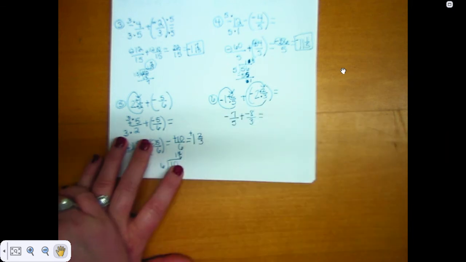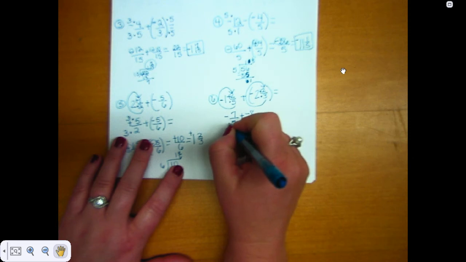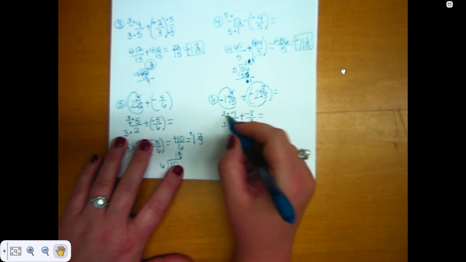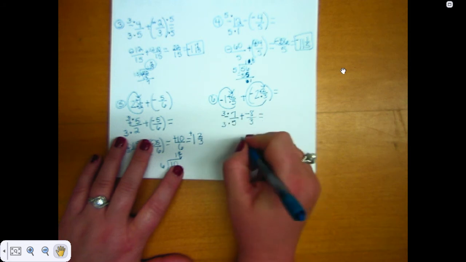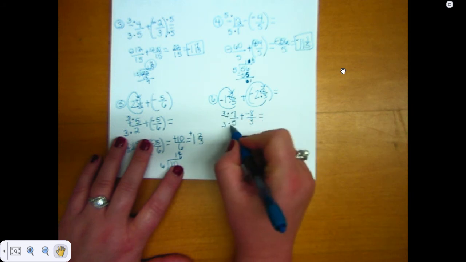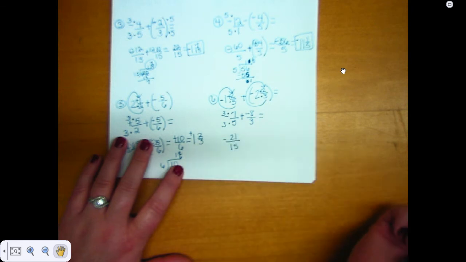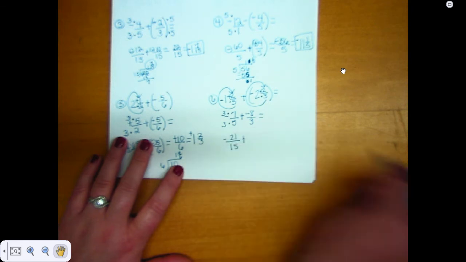Now, check your denominators. They're not the same, so I need to find one. I'm going to use 15. 5 times 3 is 15. Whatever you do to the bottom, do to the top. So that's going to give us 3 times 7 is 21, and 3 times 5 is 15. Keep your sign. Bring down the plus sign.